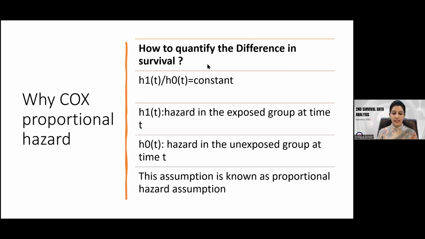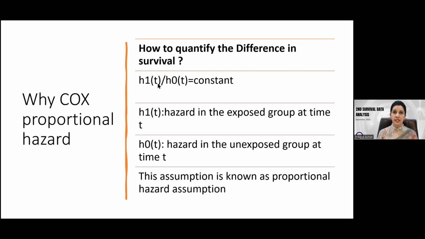So like this, the Cox proportional hazard assumes that the ratio of the hazard at time T with respect to one group, so this H1, because generally we compare across two groups, or in a randomized controlled trial, maybe H1 you can take as the intervention and H0 as the control.